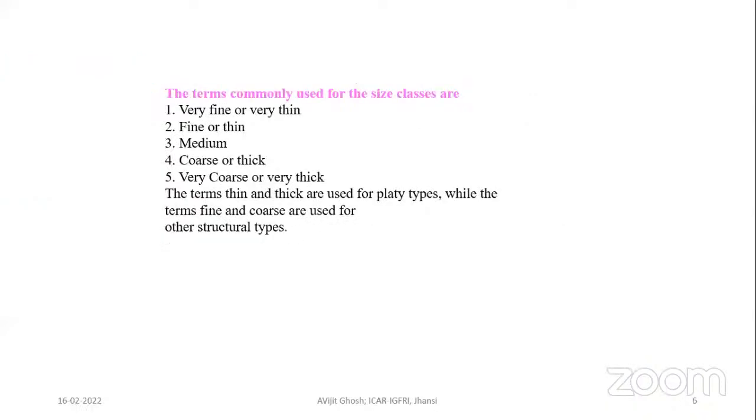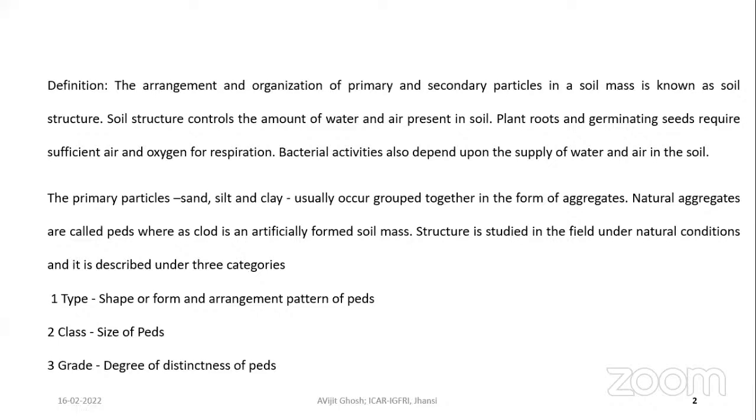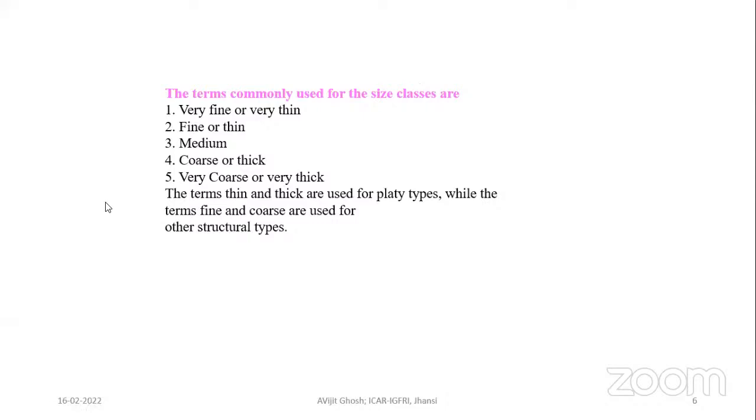Now, what are the sizes of the class? Now come to the type, class, and grade. I mentioned three categories: type, class, grade. These all were types of soil structure. Now come to the class of soil structure. They are based on their size: very fine or very thin, fine or thin, medium, coarse or thick, and very coarse or very thick. These are based on the size of the individual peds. They have been defined as type, class, and now grade.